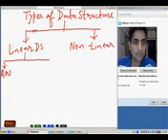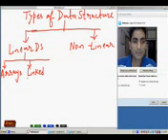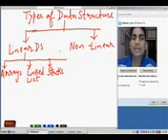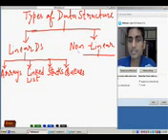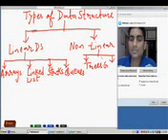In case of linear data structures, we have arrays, we have linked lists, we have stacks, we have queues. In case of non-linear data structures, we have two different forms of it: trees and graphs.